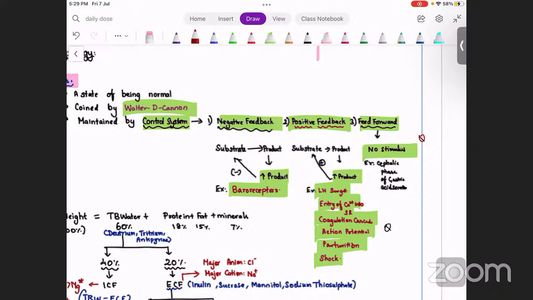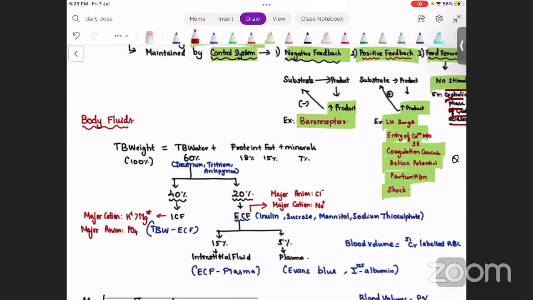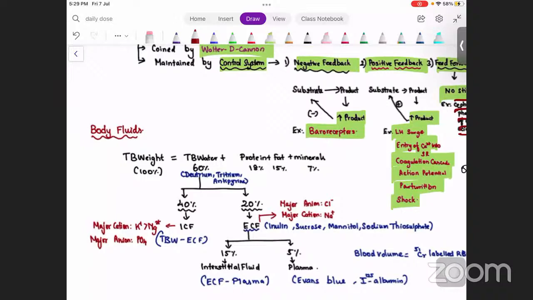One such classical example of the feed forward system is the cephalic phase of gastric acid secretion. Okay, now, we talked about homeostasis, which was coined by Walter D. Cannon, and we talked about all three systems, all the three examples.